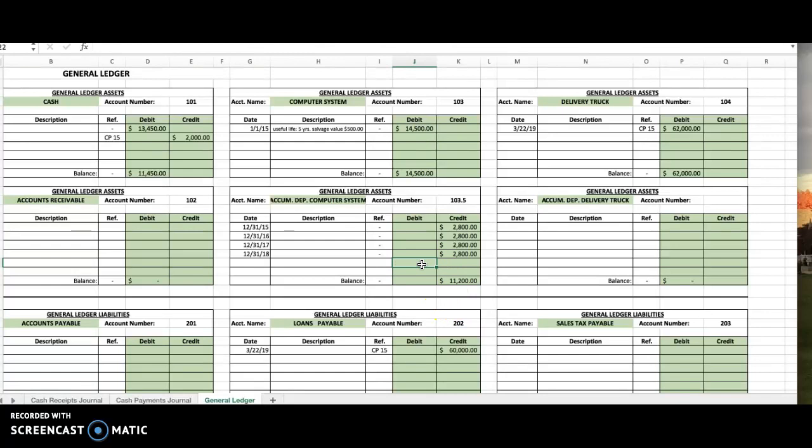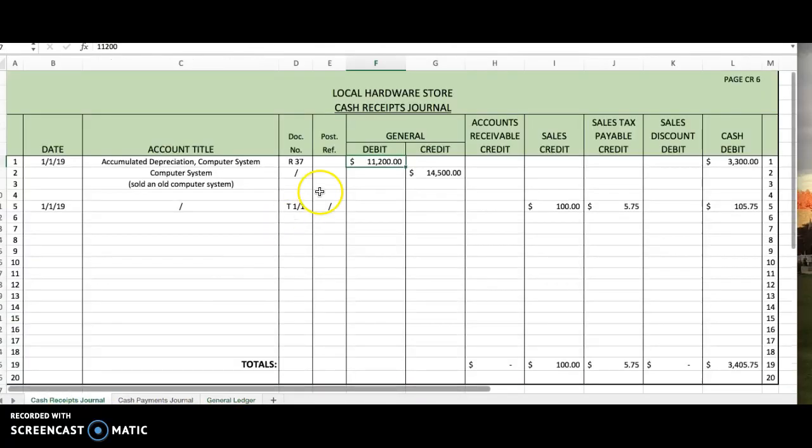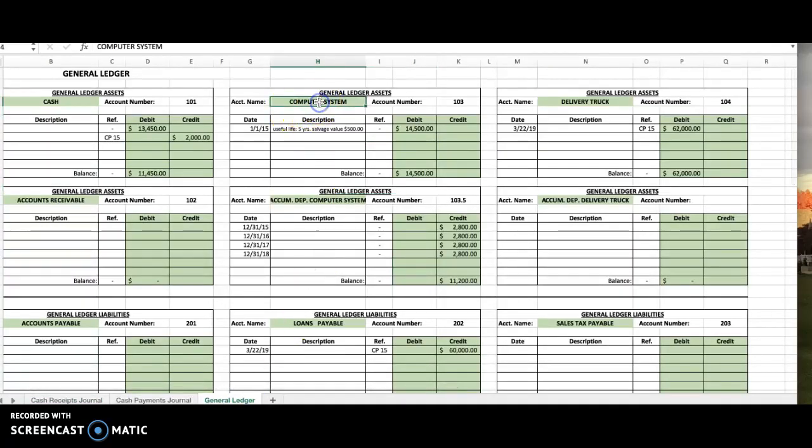So that's how that's handled. That's where in the cash receipts, that's where this number 11,200 came from. The computer system we no longer have, so we can't keep that balance in that account. We need to close it. And we use 14,500 because that's what's in the account in the computer system is 14,500.